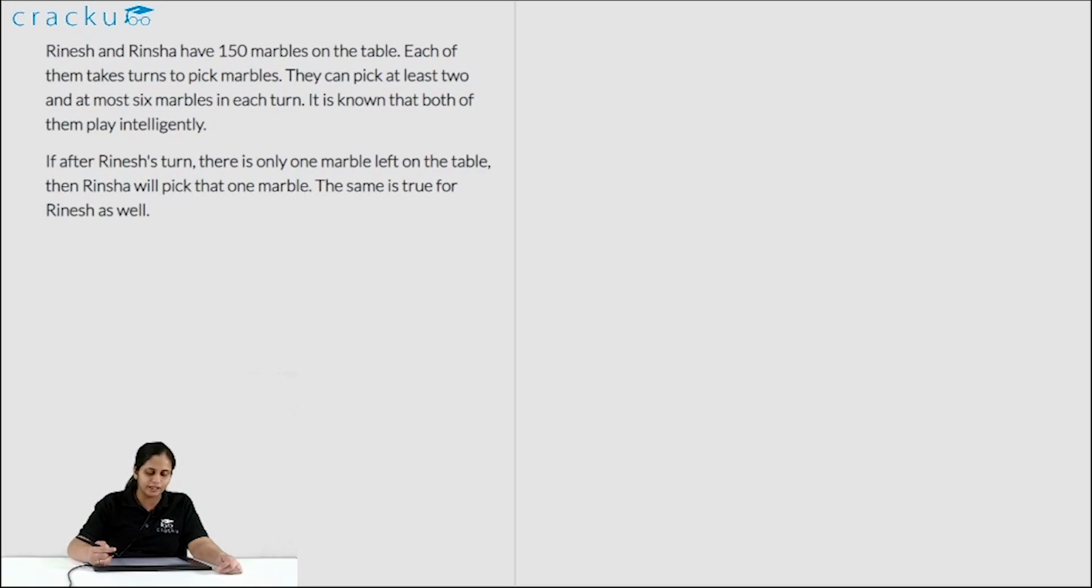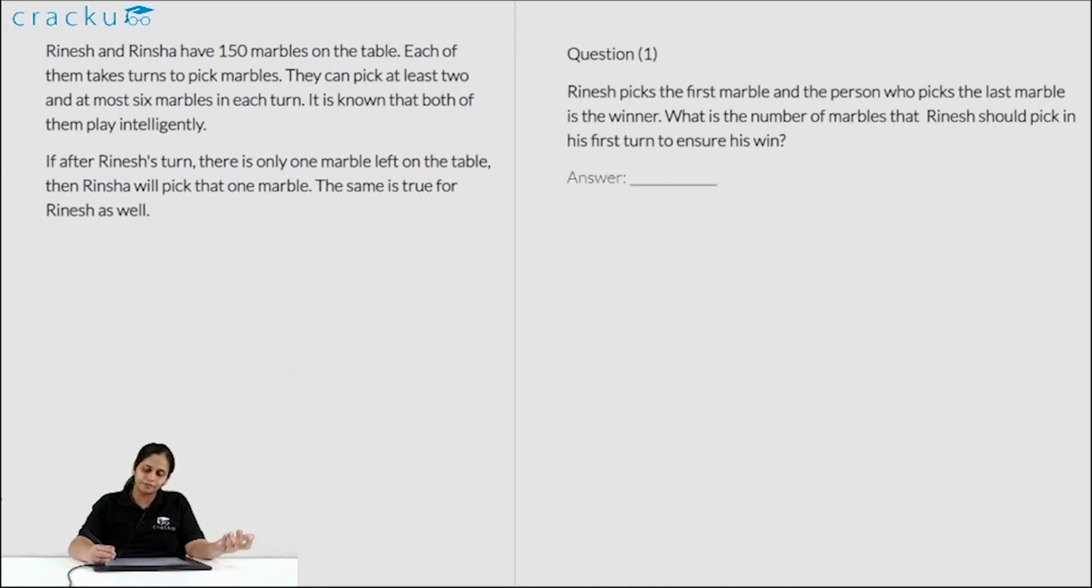The same is true for Rinesh also. So if there is one marble, you have to pick up one marble. If there are two marbles, you have to pick up the two marbles, and you have to pick between 2 to 6 marbles as such. So if there are 7 marbles, you can pick 6 marbles and leave one marble as such. So that is the basic rules. Now there isn't any question that you can solve right now. You will have to solve this on the basis of the questions. So let's take a look at the questions.